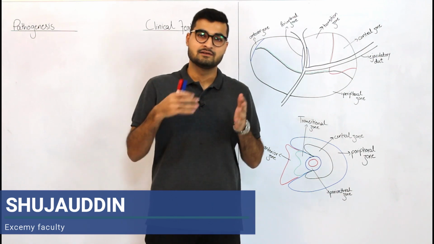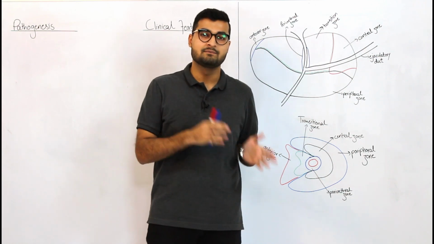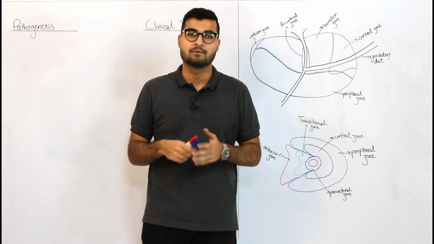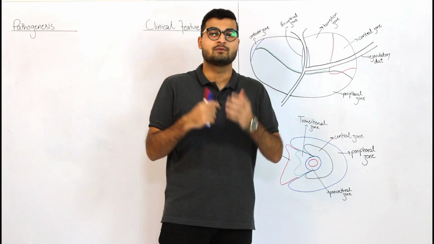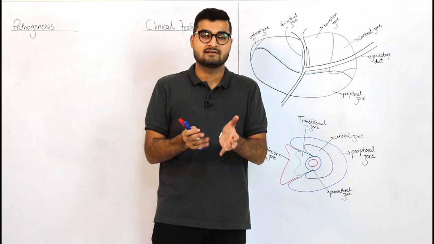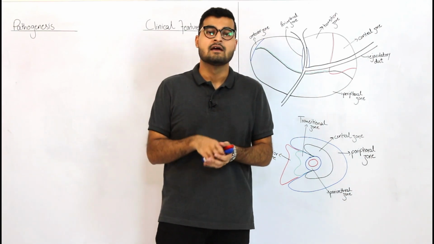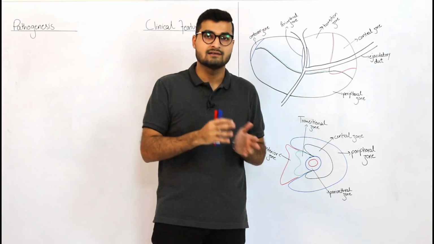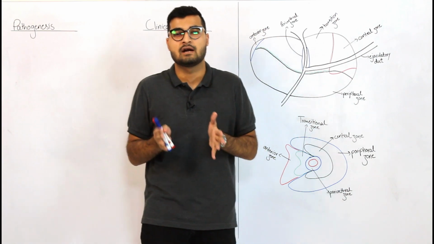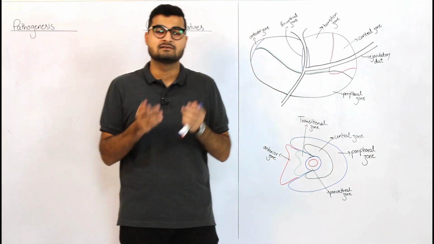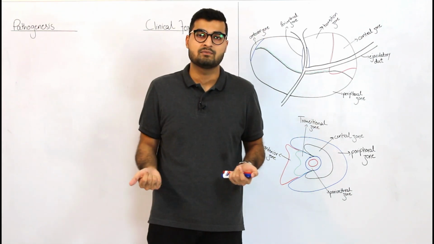My name is Shajahuddin and in today's lecture we're going to talk about BPH, that is benign prostatic hyperplasia. Before we go into the pathology of BPH, it's important to understand what a prostate is and what it comprises of, right? The prostate is an organ present in males and it usually enlarges at the age of around 50 in male patients and causes benign prostatic hyperplasia.